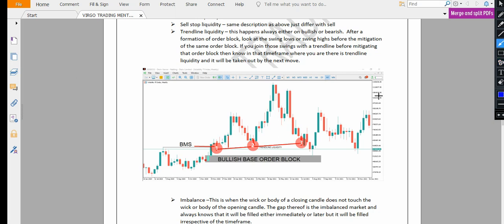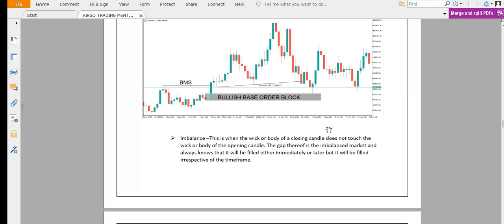So what did they do? They pushed the market further down to clear all the liquidity here, and then they came to this bullish base order block. But why this bullish base order block? Simply because there was another liquidity in the form of imbalance here. They had to balance the price, and then this is our order block, and then now they're pushing the price back. Simple as that. That is our trend line liquidity.